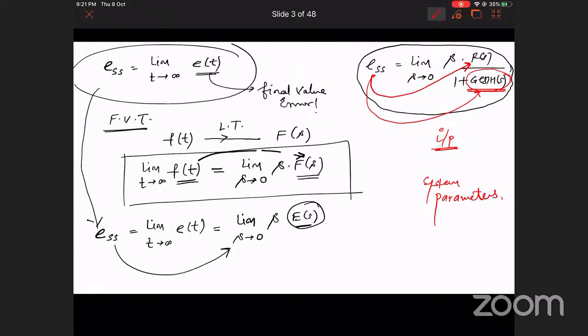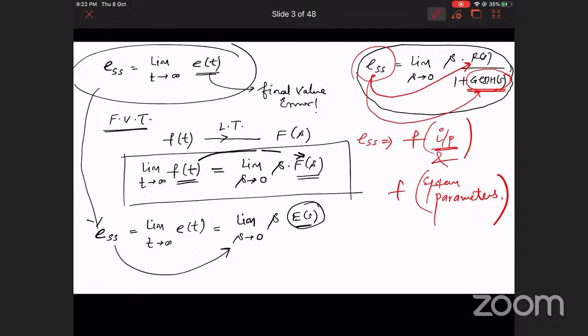What does that mean? Can I say my ESS is going to change when R of S changes, or G of S, H of S changes? And G of S, H of S are nothing but system parameters, also known as loop gain. And of course, R of S can be any kind of signal. So I would say ESS is a function of input, and it is also a function of system parameters. System parameters means G of S, H of S, which is of course known as a loop gain.